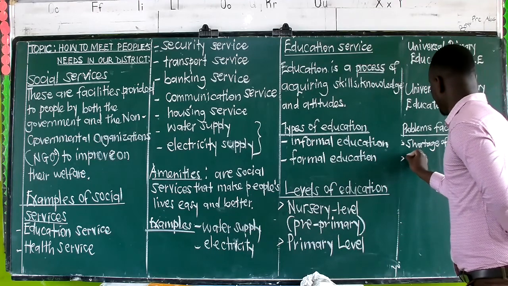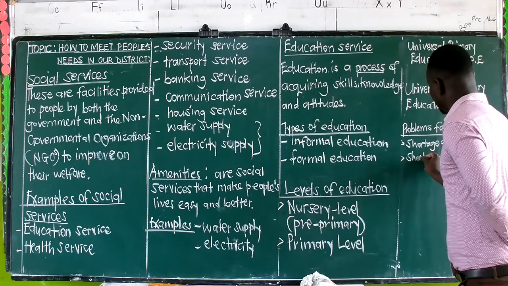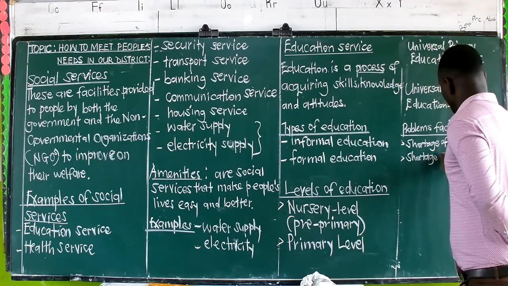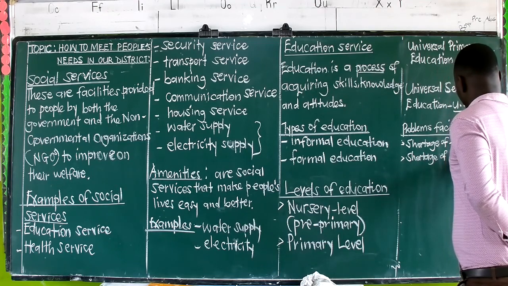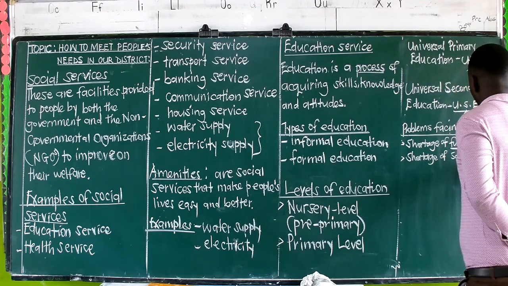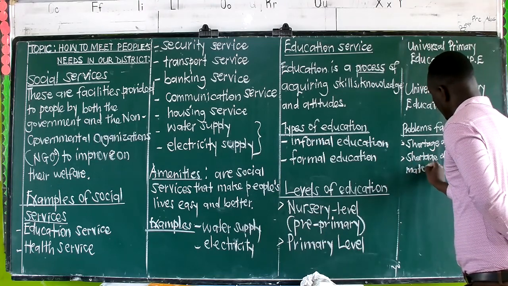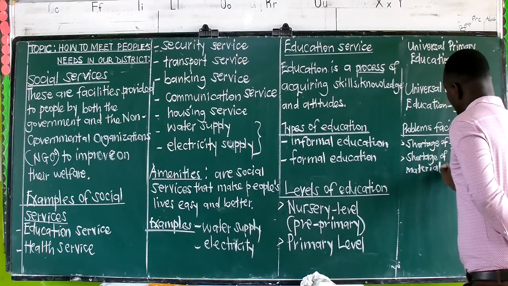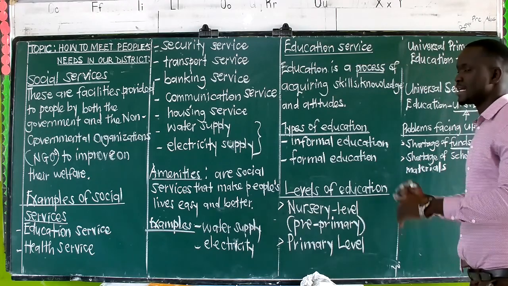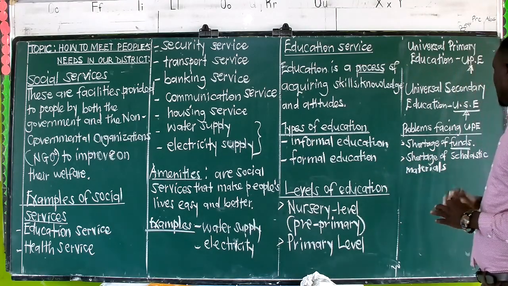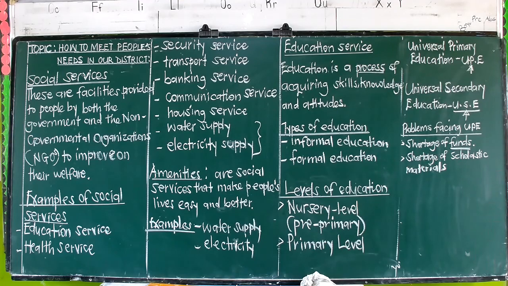Then the other one is a shortage of scholastic materials. From the word school, we get scholastic materials. We are now looking at the items used in schools like the textbooks. So sometimes those materials are not readily available, and this becomes another problem facing this program.